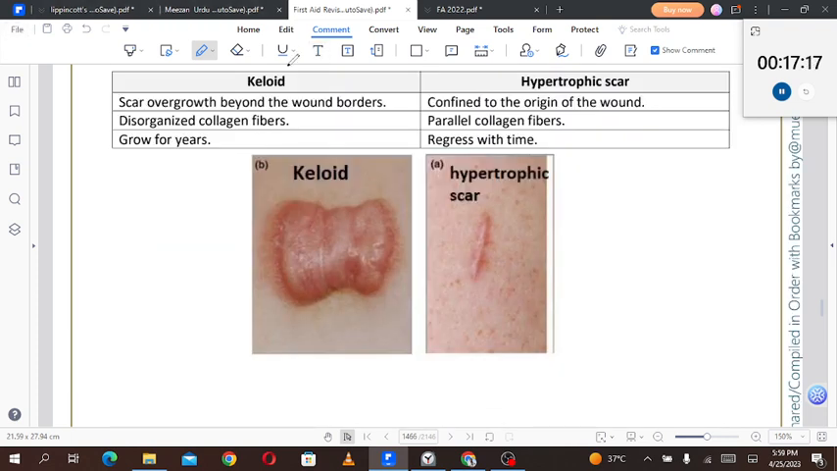Then let's differentiate between the keloid and hypertrophic scar. The keloid: scar overgrowth beyond the wound borders, disorganized collagen fibers, and it grows for years. So this is keloid over here. While hypertrophic scar is confined to the origin of the wound. Parallel collagen fibers will be seen and it regresses with time. Hypertrophic scar is going to regress with time.